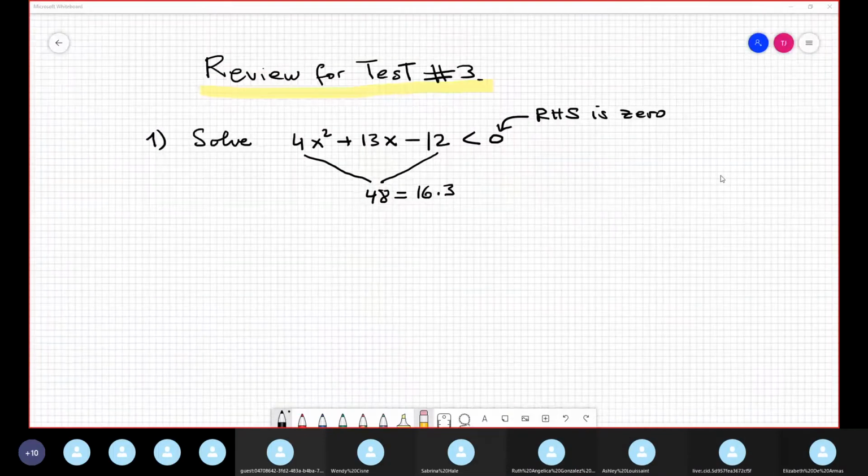Okay, now the combination is 16 times 3, because 16 times 3 is 48 and 16 minus 3 is 13. This is the combination. Maybe you spend a little bit of time to determine the combination, but I am doing it fast. So now you bring down 4x squared and you separate 13 using 16 and 3.